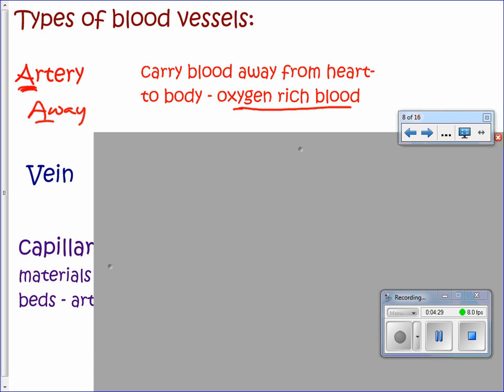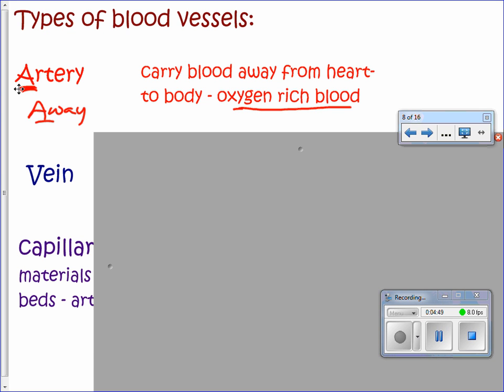So arteries away, they carry the blood away from the heart, and we usually show them as red because it is oxygen-rich blood. In your body, the blood is not actually red and blue. It's actually brighter red and then kind of purplish. But making it red and blue makes it easy to see the difference on the models we use.